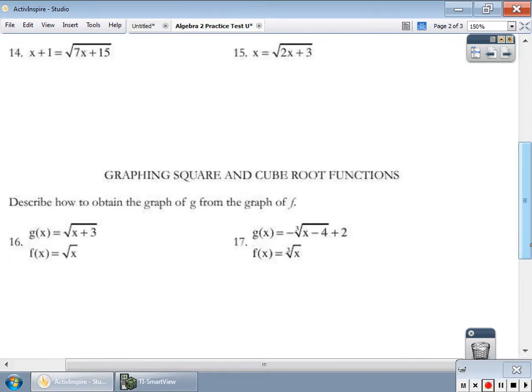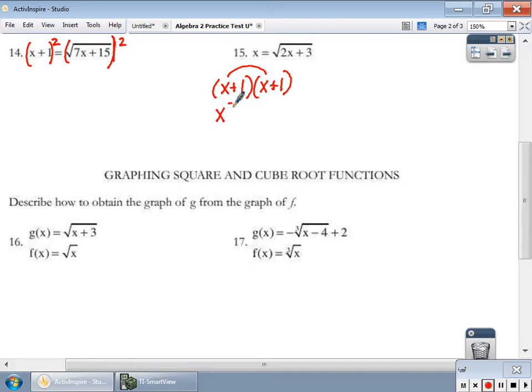Okay, last two we have for solving. We have the square root of x plus 1 equals 7x plus 15. We need to get rid of this radical here. So I need to square this side. And if I square that side, let's square this side. Now, x plus 1 squared, I'm going to write that kind of over here, and then I'm going to end up erasing that work. X plus 1 squared, remember, is x plus 1 times x plus 1.